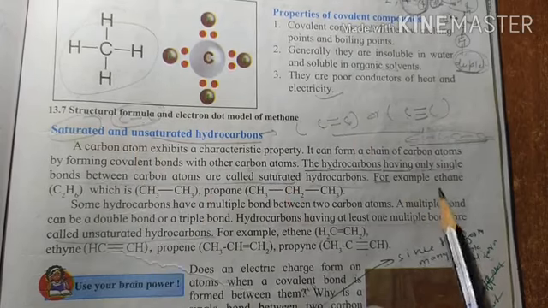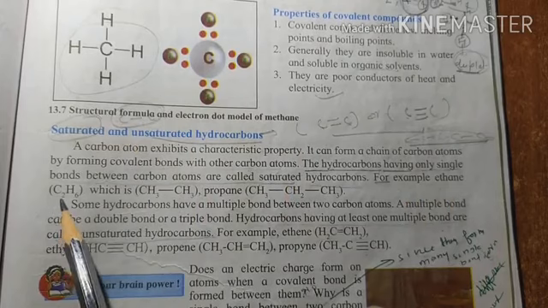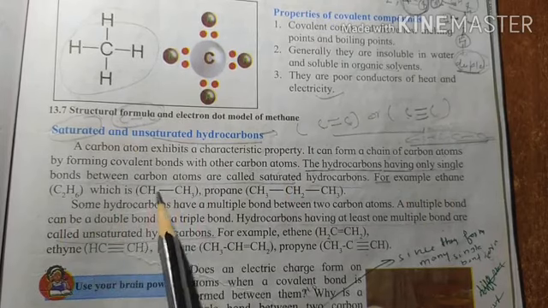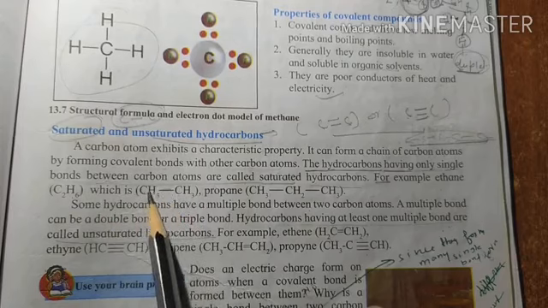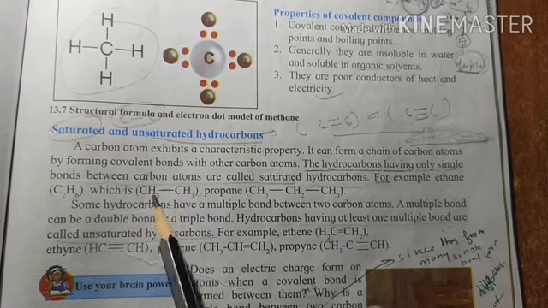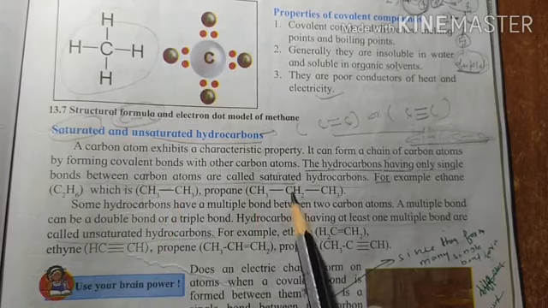For example, ethane, C2H6, which is CH3CH3. There is a single bond between the carbon atoms. Don't think this is hydrogen. Hydrogen is here, H. But here is a single bond. Propane, there is a single bond between carbon atoms.